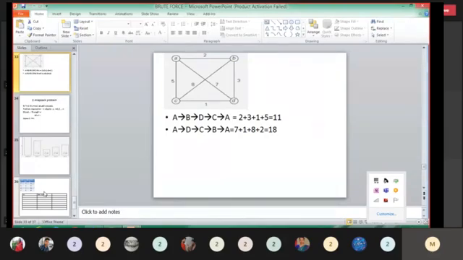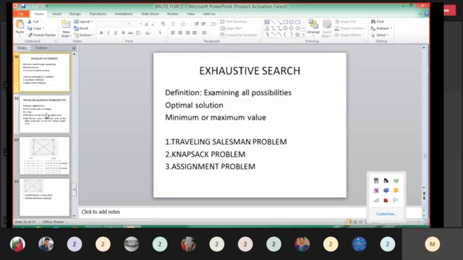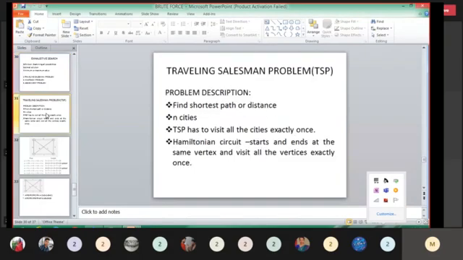Okay, the exhaustive search method is used to examine all the possibilities, right? Among all the possibilities, we can find the optimal solution. This optimal solution may be a minimum value or a maximum value, okay? In the traveling salesman problem, we are going to find the minimum value, the shortest distance. Shortest distance is the minimum value, okay?